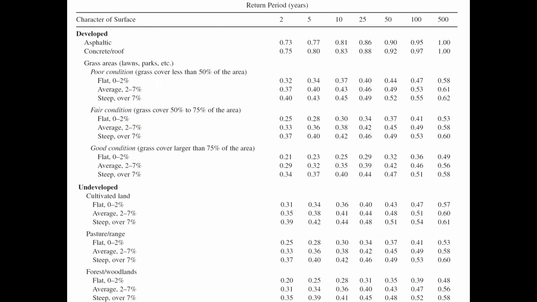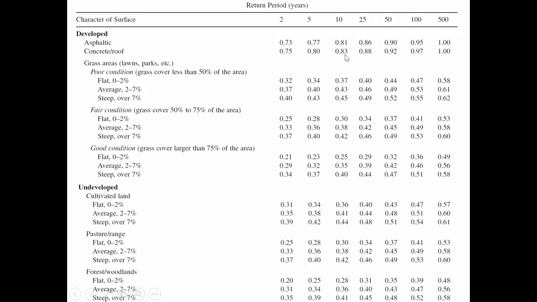Okay, here's a table that comes from your text. It shows some typical C values for different types of surfaces: developed areas where it's concrete surface or roofs, grassy areas, pastures, forests or woods, and so on. What's interesting to look at is that there are different columns for different return periods. So let me ask you this. Why do you think there's a different C value for a 5-year storm compared to a 50-year storm?